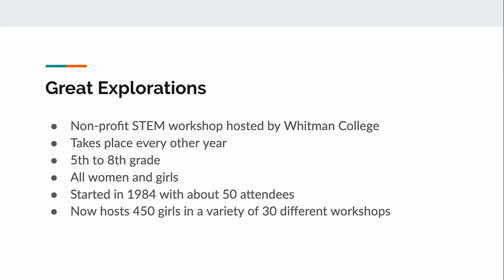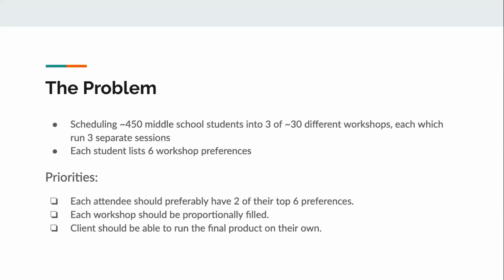It originally started back in 1984, where it welcomed 50 attendees its first year, and it has grown today to host around 450 girls in a variety of 30 different workshops. So where do we come in? The quote-unquote problem with the growing student numbers is that somehow 450 of them each have to be sorted into 3 of 30 different workshops. And this is all based on their top 6 workshop preferences that were given.